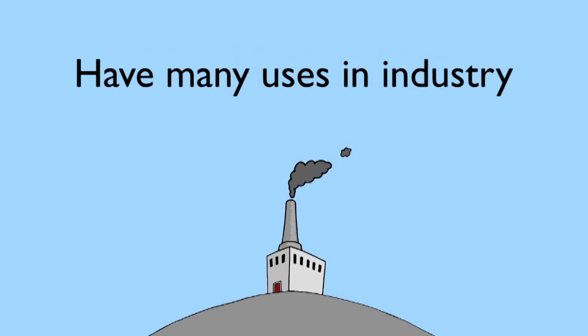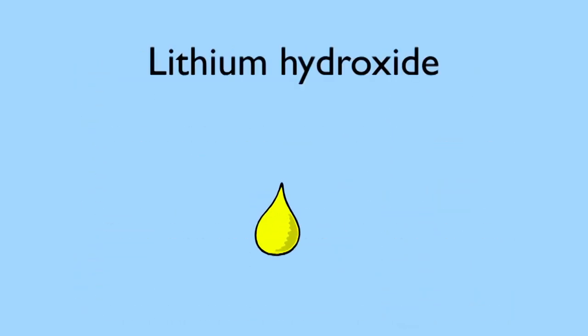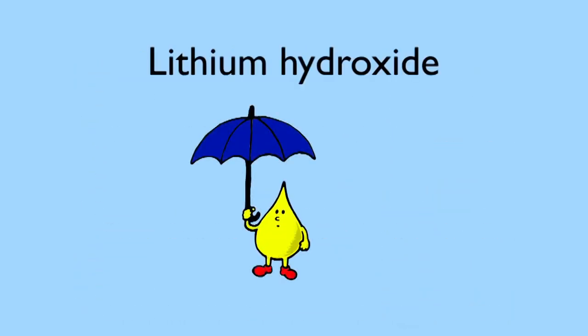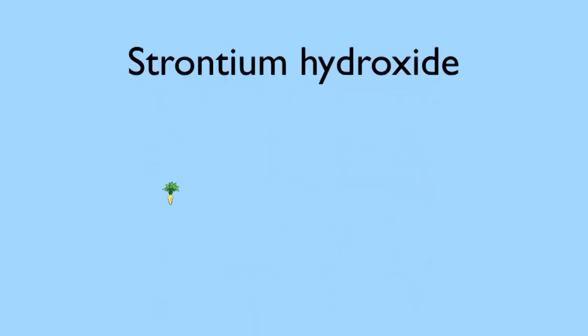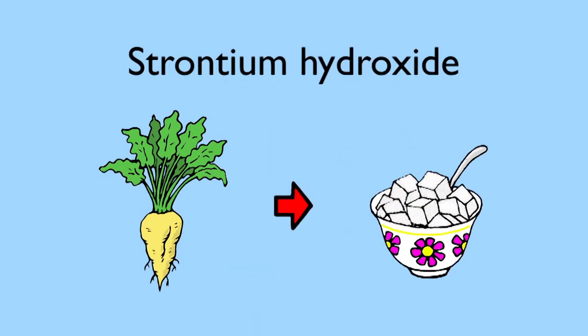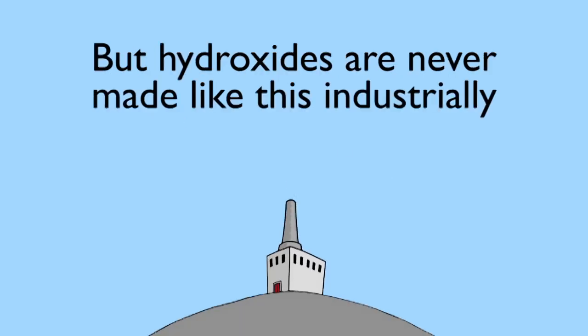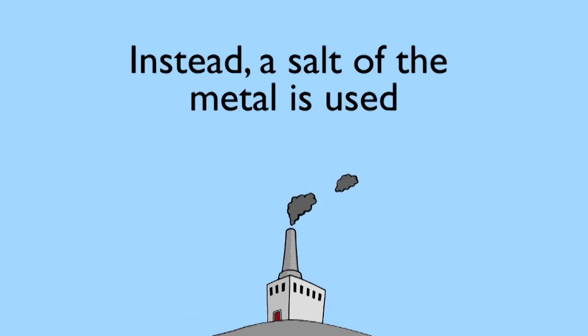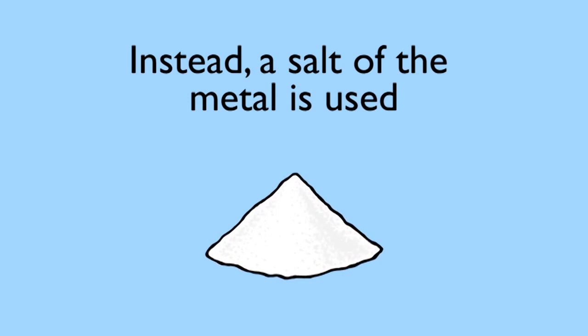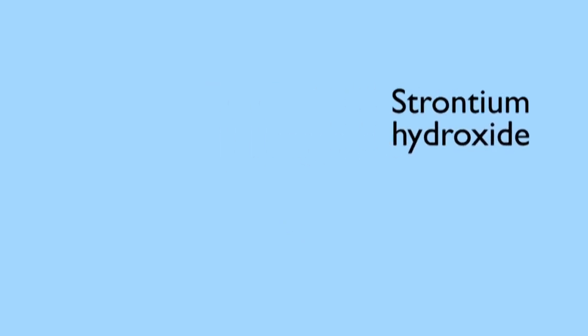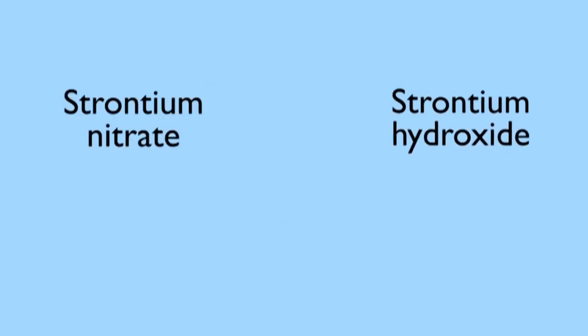Metal hydroxides have many uses in industry. Lithium hydroxide is used to make a highly water-repellent grease. Strontium hydroxide plays a role in the manufacture of table sugar from the sugar beet crop. But you'll never see hydroxides made in industry by adding the pure metal to water. It is far better to start with a salt of the metal, which is easier to make and cheaper to acquire. For example, strontium hydroxide is made by starting with the salt strontium nitrate and adding a strong base, as shown here.